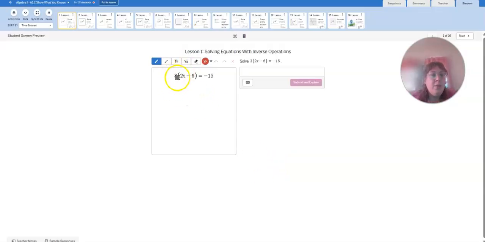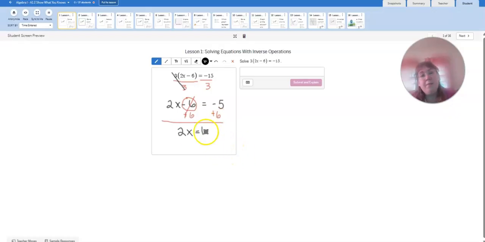So we can get rid of this 3 that's being multiplied first by dividing both sides by 3. And then we're just left with our 2x minus 6 equals negative 15 divided by 3, which is negative 5. Then to get rid of this minus 6, we'll add 6 to both sides. Negative 6 plus 6 cancel out, and we have 2x equals 1. Negative 5 plus 6 is 1.